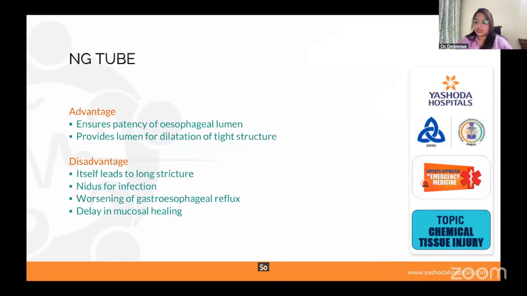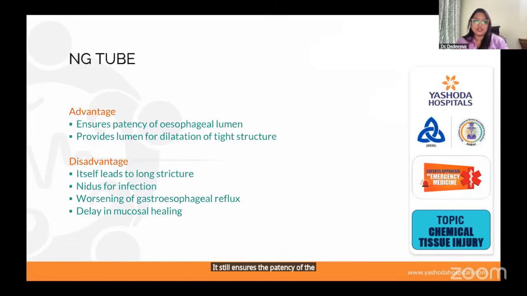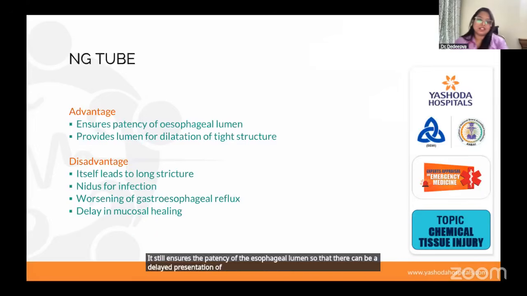So, role of NG tube. An NG tube ideally should not be placed in the ER. Many studies say that. But through a guided procedure under vision in endoscopy, it can be done by a medical expert like a medical gastroenterologist. The advantage of an NG tube is that it still ensures the patency of the esophageal lumen, so that there can be a delayed presentation of an esophageal stricture.